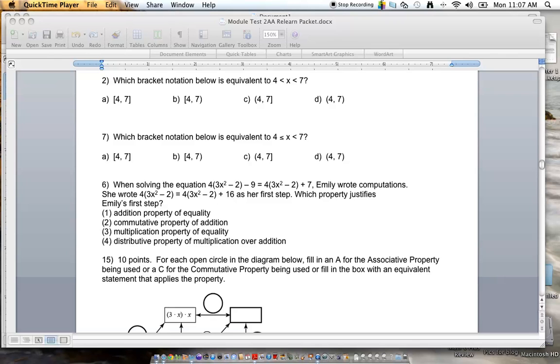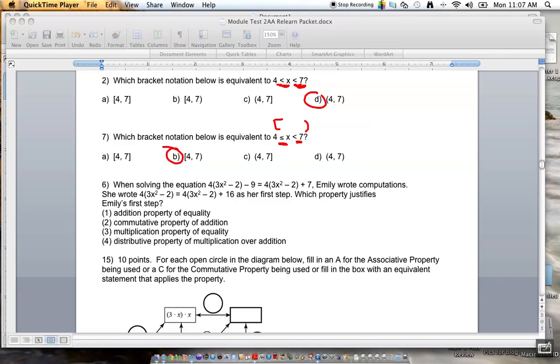Okay, so which bracket notation can be equivalent here? I think we did the same exact one before. It's got to be choice D because there's no or equal to's underneath here. As opposed to number 7, notice here it's an or equal to, and here it's not. So I need a bracket on the left, and I need a parenthesis on the right. Bracket on the left, parenthesis on the right is choice B.